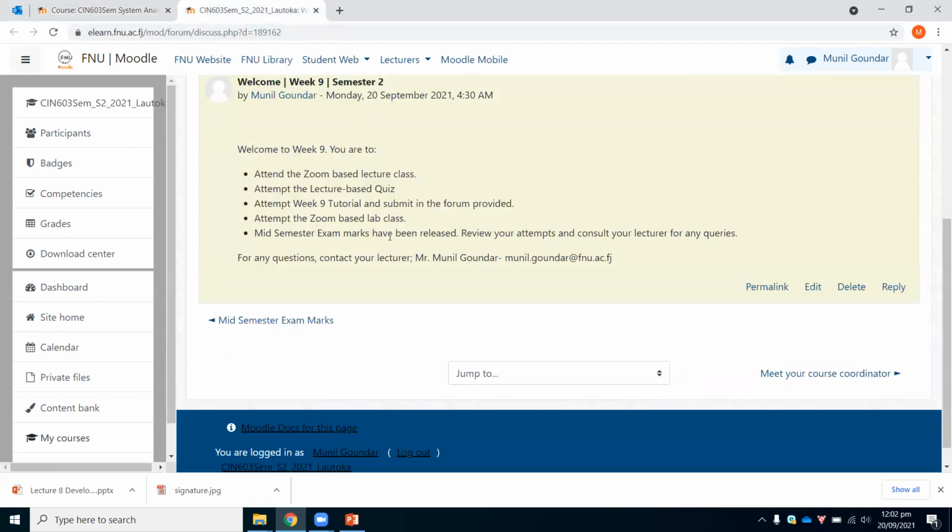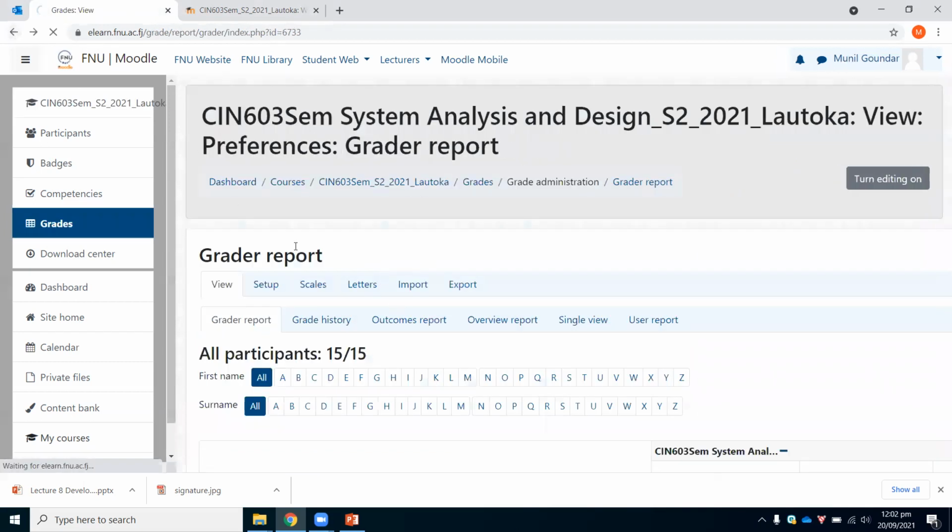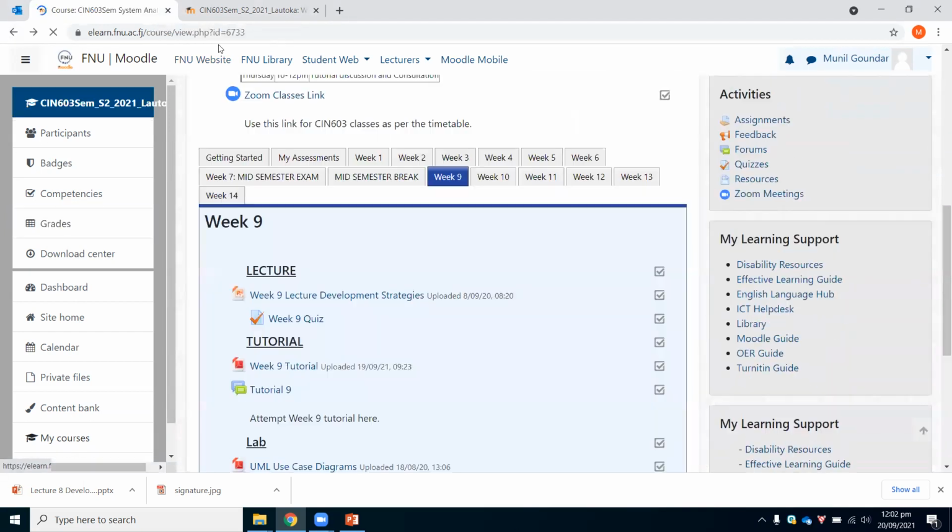Moreover, your mid-semester exam marks have been released, and you may have a look at your marks in your gradebook. How do you do that? You'll go on to grades. When you click on grades, you will be able to view your gradebooks. Do go and have a look at the review of your attempts. For your short answer questions, wherever I feel that you have not deserved full marks or where you have answered incorrectly, I have stated the reasons in the comments.